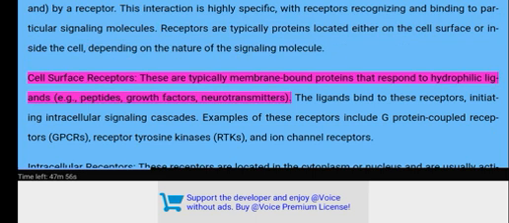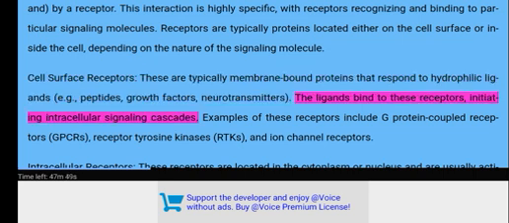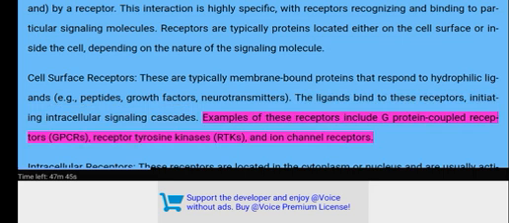Cell surface receptors. These are typically membrane-bound proteins that respond to hydrophilic ligands, e.g., peptides, growth factors, neurotransmitters. The ligands bind to these receptors, initiating intracellular signaling cascades. Examples of these receptors include G-protein coupled receptors, GPCRs, receptor tyrosine kinases, RTKs, and ion channel receptors.